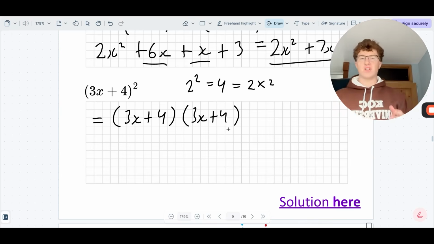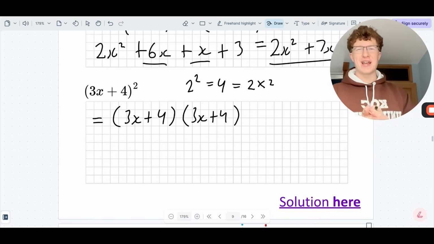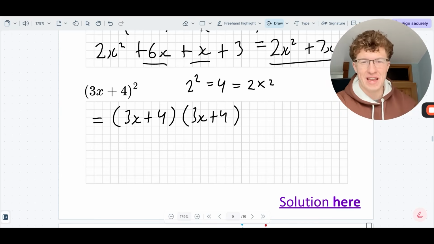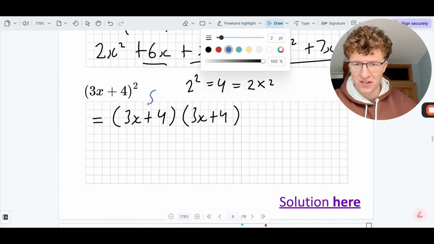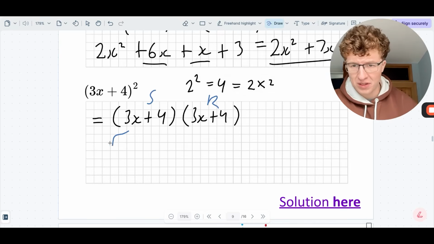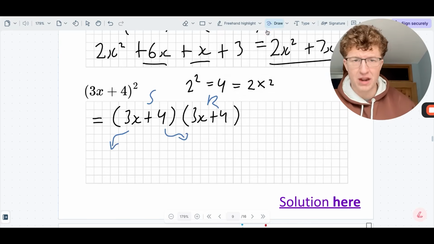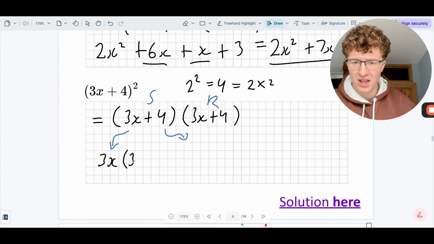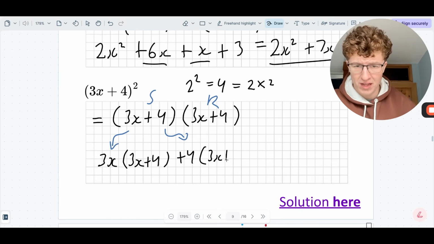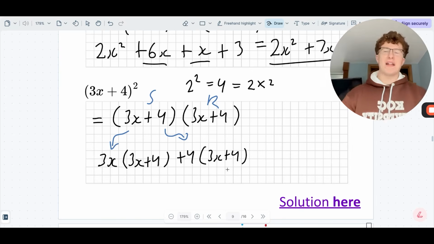Now, again, we're just multiplying brackets. So every time we're multiplying brackets, it's split and repeat. I'll get another color. Split the first guy, repeat the second guy. Put the 3x down here and the 4 over here and repeat. Then we're going to end up with 3x times 3x plus 4 times 3x plus 4. Expand out these brackets.